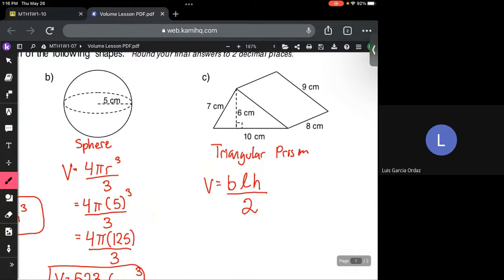I like drawing my L's as a cursive because sometimes I get mixed up with a 1. When we talk about the base, we're talking about the base of the triangle, because it's a triangular prism. And when we talk about the height, we're talking about the height of the triangle. All the length means is how long the prism is, which would be this. Because when it stands on the triangle, it's going to be 8 meters or 8 centimeters in length.